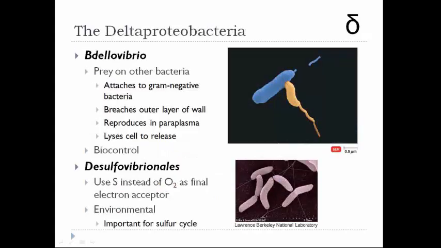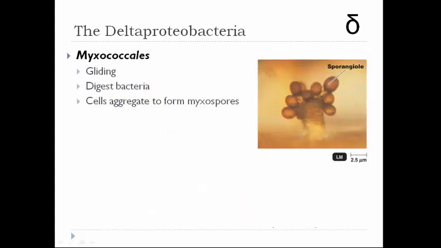In the delta proteobacteria, we have different types of organisms. Most of them are environmentals. Here we have an organism that actually feeds on other bacteria. It actually reproduces in the periplasm of a gram-negative bacteria. And then we have an organism that uses sulfur instead of oxygen as an electron acceptor and is important for the sulfur cycle. So we'll mention him again later on.